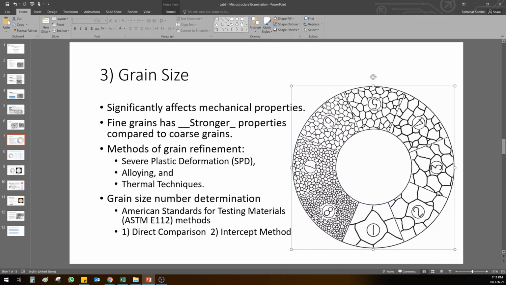The grain size can be found by two methods according to the American Society for Testing and Materials, ASTM. There are two methods to find grain size. Method number 1 is direct comparison. Method number 2 is the intercept method. Okay, let me show you both of them one by one.